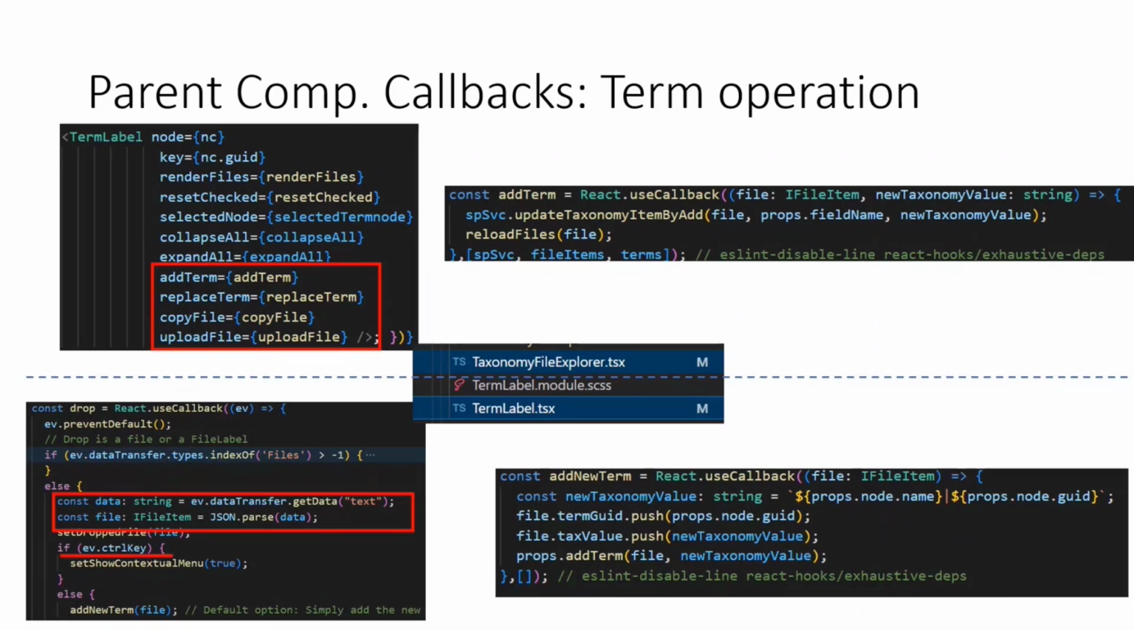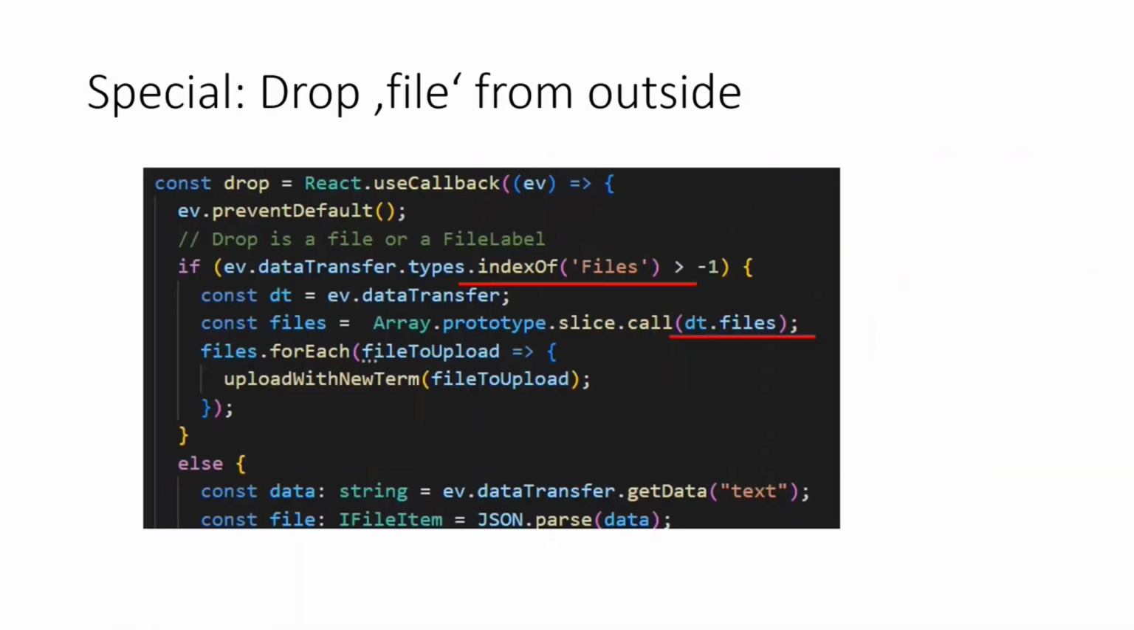So the difference I already introduced is, how do I handle the special drop from files outside? This is when I find the default files in my data transfer object, which is always how it comes in. Then I will catch them and simply proceed with them in an upload operation.